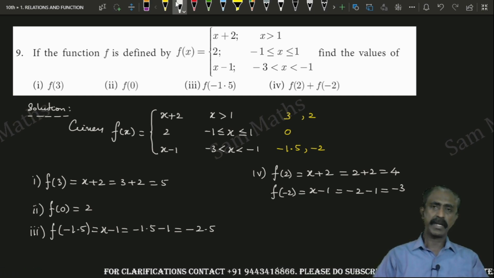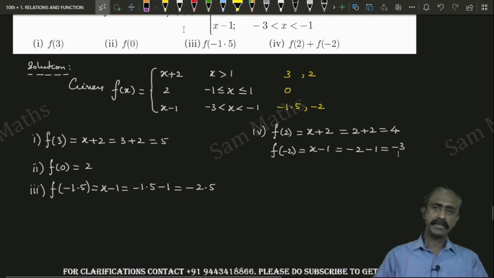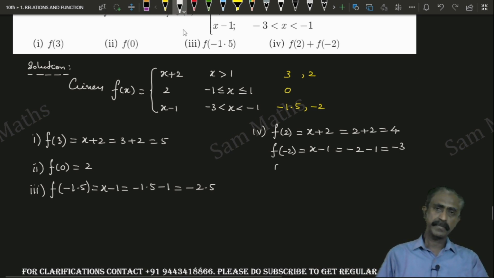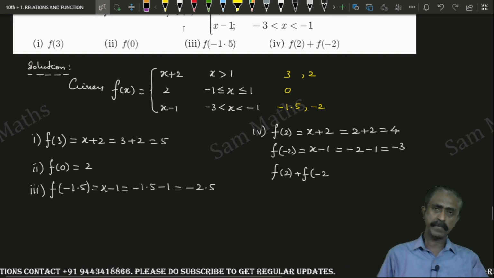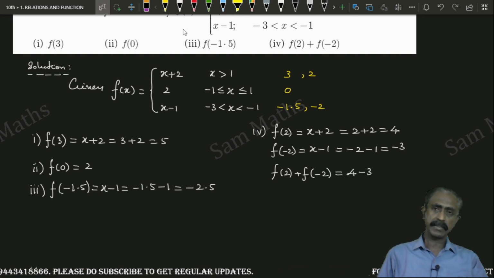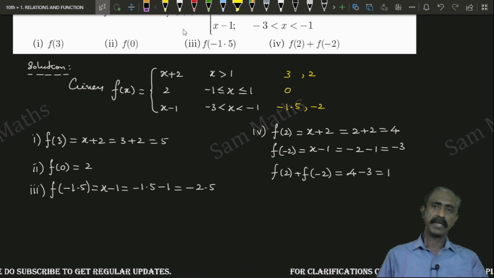Now we have to add both. It becomes f of 2 plus f of minus 2, that is equal to 4 minus 3, that is equal to 1. This is the required answer.